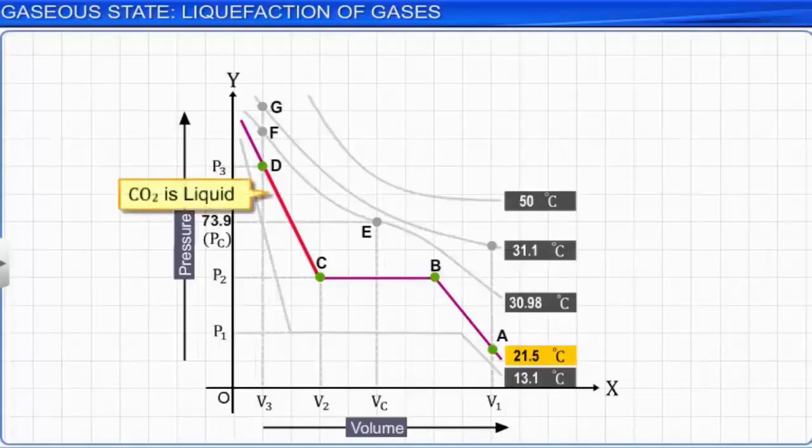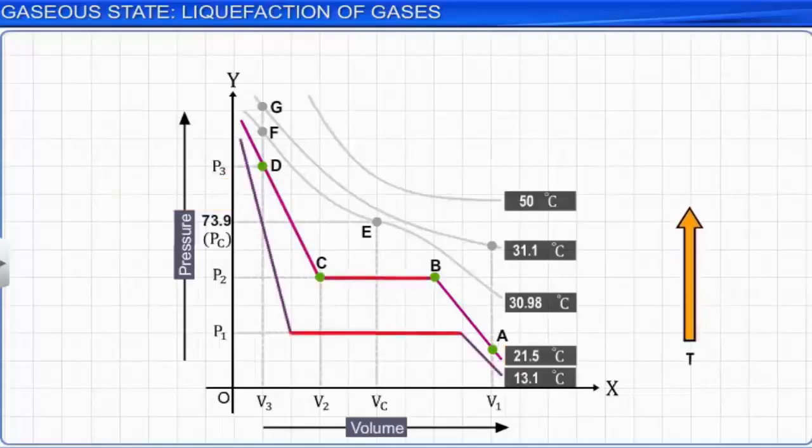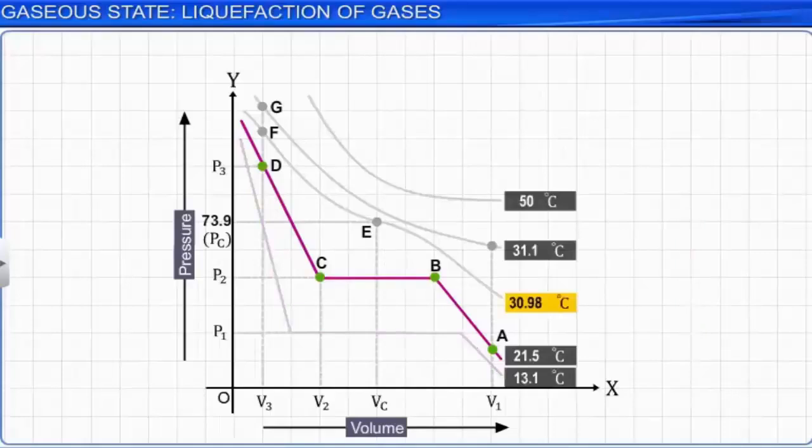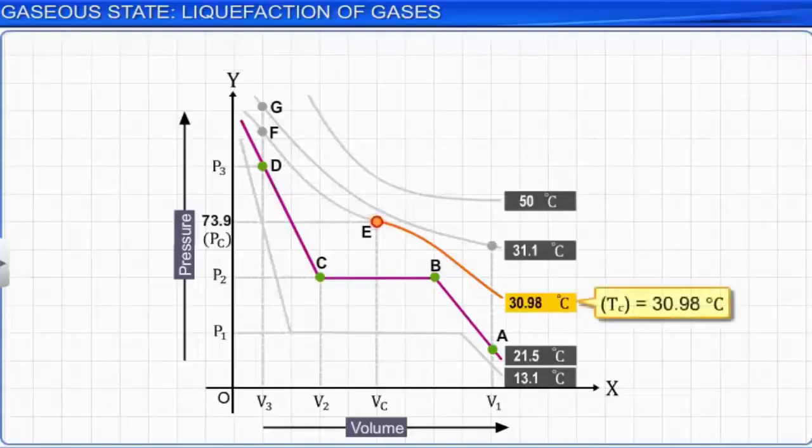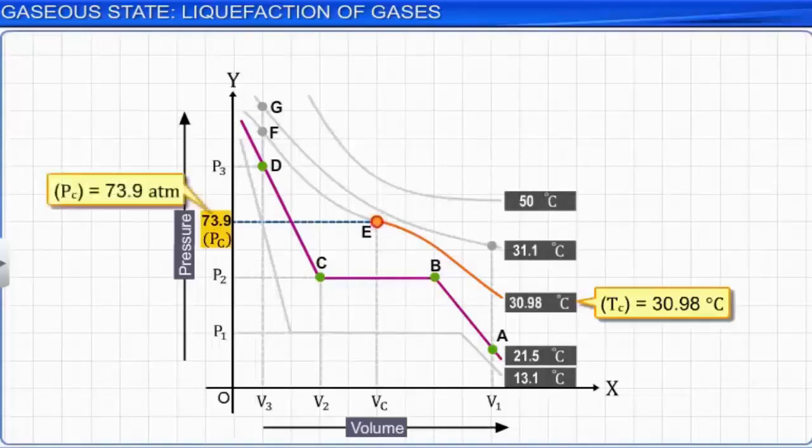When the temperature is raised further, the horizontal portion in the graph becomes smaller and smaller, and at 30.98 degrees Celsius, it is reduced to a point represented by E. This shows that above 30.98 degrees Celsius, carbon dioxide cannot be liquefied at all, no matter how great the applied pressure is. So the critical temperature of carbon dioxide was found to be 30.98 degrees Celsius, while the critical pressure Pc is 73.9 atmospheric pressure and the critical volume is 95.6 milliliters.